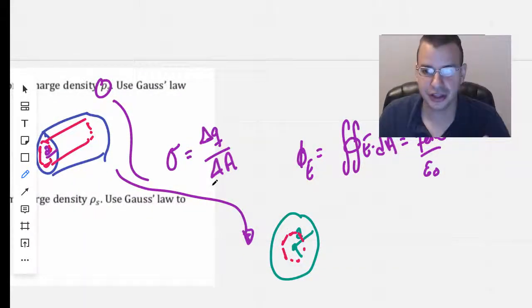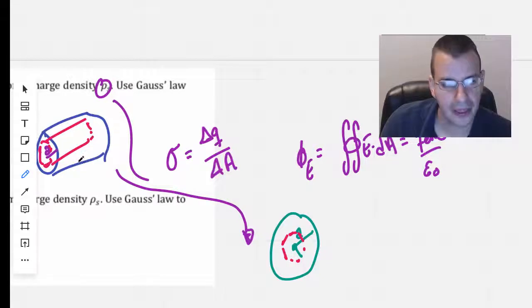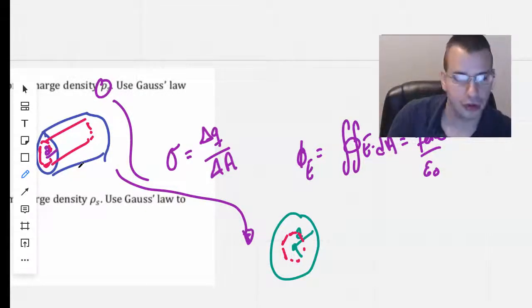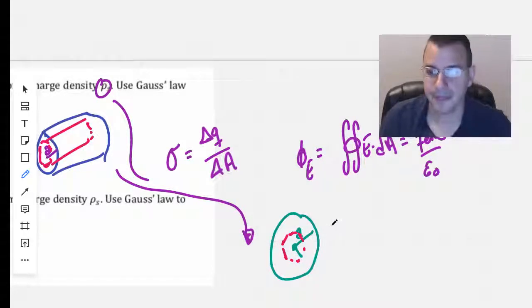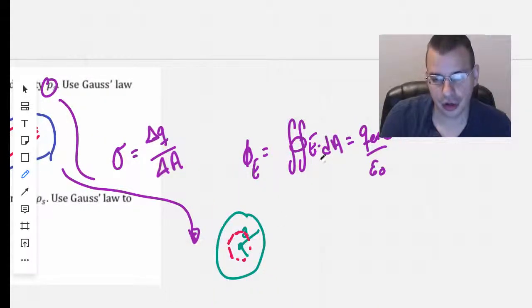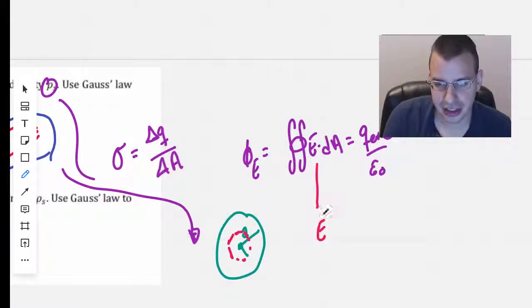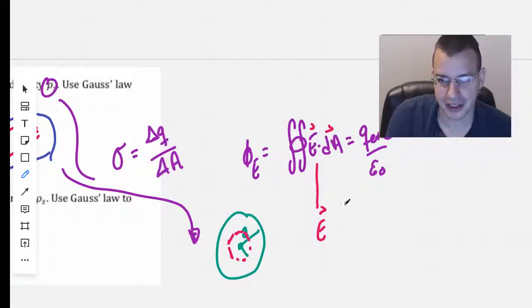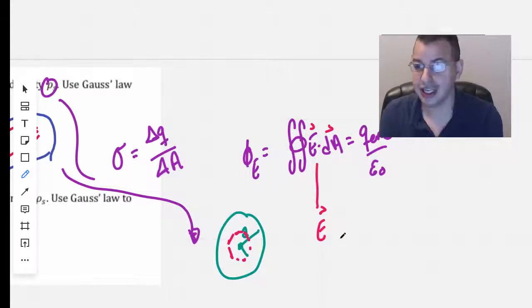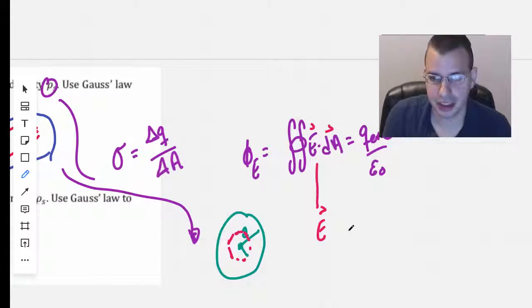Now the electric field at this point is going to be the same at every point because it's symmetrical with regards to the shell. And so if we look at what this means, this E is actually a vector, and this is a dot product between the electric field and dA.